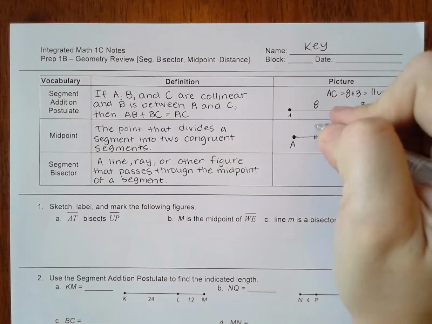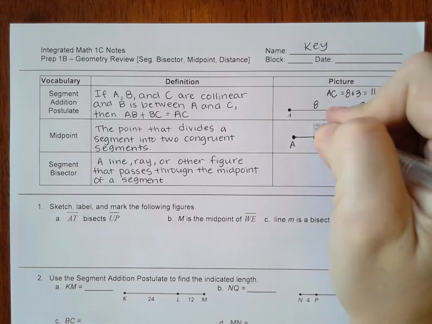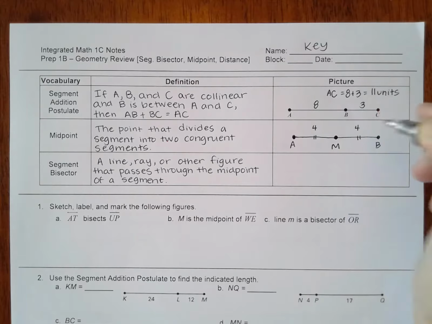So let's say if I knew that this one was 4 and if I knew that this one was 4, then I could say that I knew that the whole thing was 8, but also that these two pieces were the same thing. So AM is congruent to MB. Segment AM is congruent to segment MB. And so I could write it out like that.